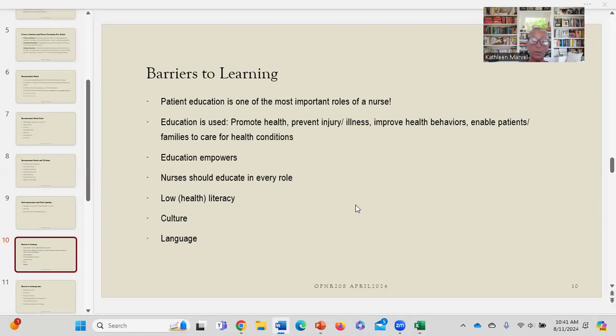Culture also plays a role in education. All right, a lot of different cultures have a lot of different ways to receive and understand education. Okay, language, is there a language barrier? We have to be able to assess a client's readiness to learn. And we know that motivation plays a large role in effective learning.